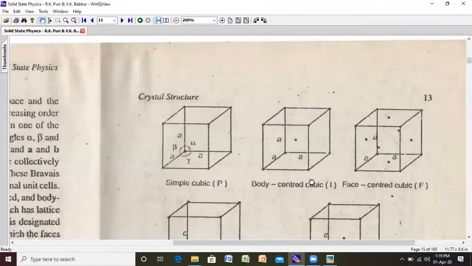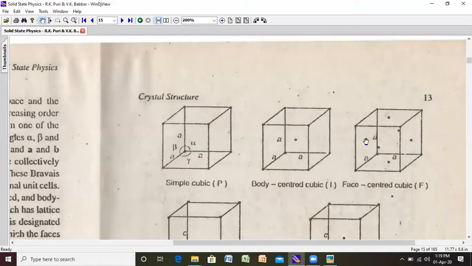Next comes body-centered cubic. Body-centered cubic means there are lattice points at the corners, and there is a single point in the middle, at the center of the cube. That is why it is called body-centered. Body-centered means that there is a lattice point at the center of the box. And there is another type, face centered cubic.